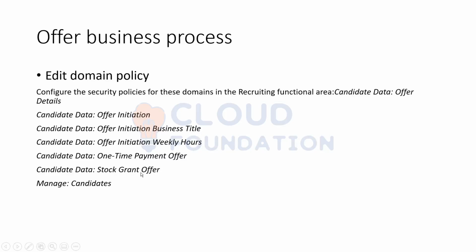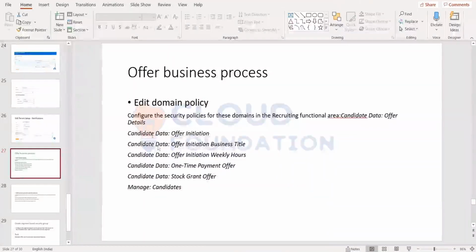Who can see the details for this? Who can be the participant for this step in the offer BP? Then manage candidates. These are the domain names which are involved in offer BP. The first domain is who will be able to initiate this offer BP. That security group should be added. Please go through each and every domain and see what it means in the tenant.